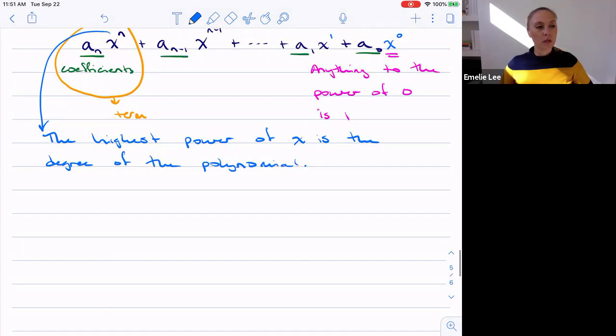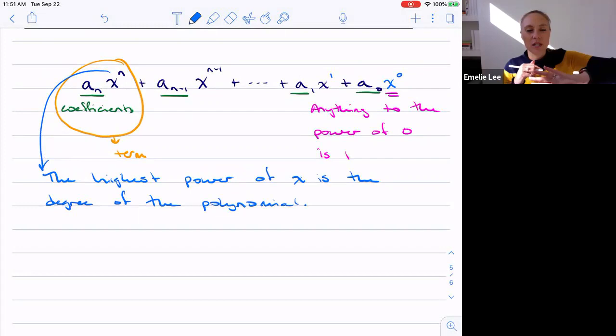Just like we established that a fraction is a numerator over a denominator because we needed that terminology, that's exactly what we're doing here. We need to be able to talk about coefficients, we need to be able to talk about terms, we need to be able to talk about the degree of a polynomial. Okay. So, let's see here.